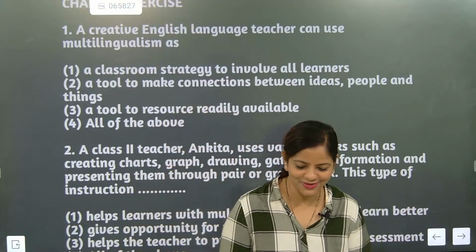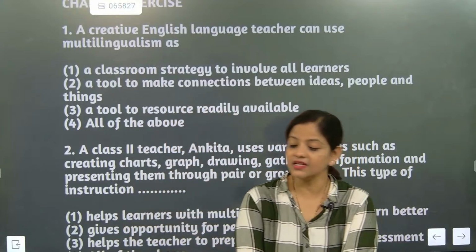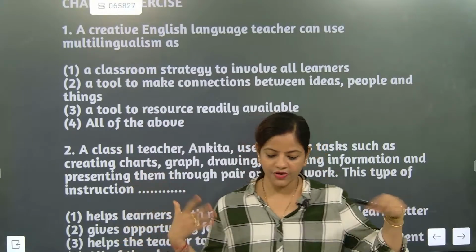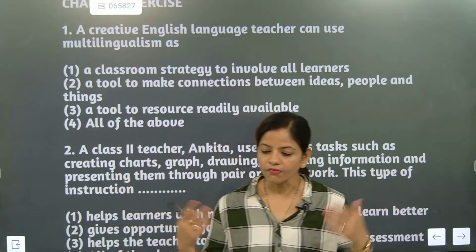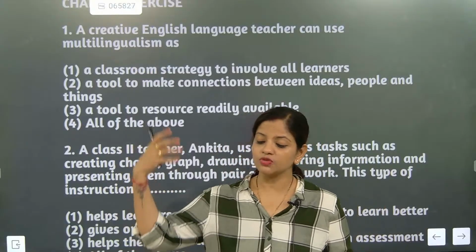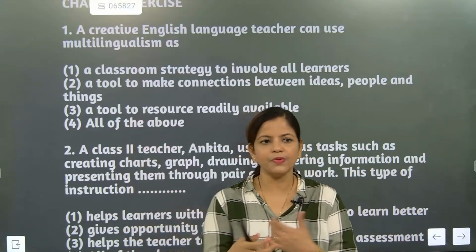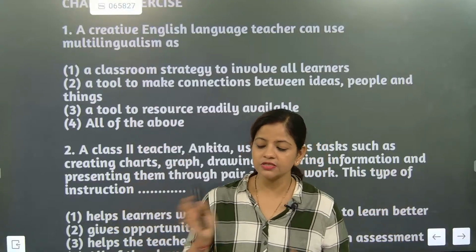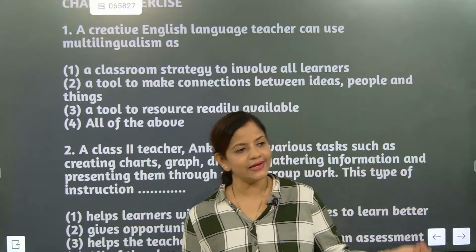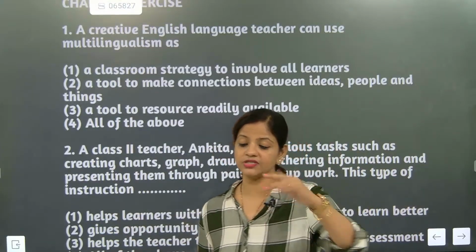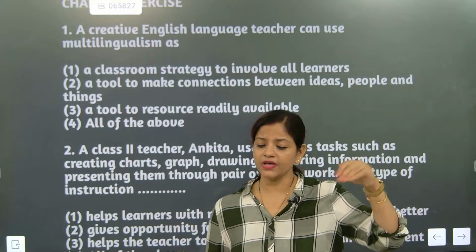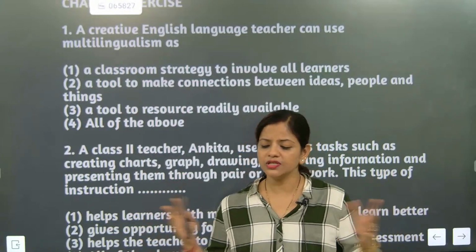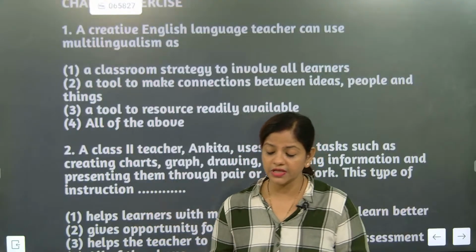This is a good question for you, Ruchi. As an English teacher, what are you going to do? A classroom strategy to involve all learners, so that you can involve all the learners together. So we should make some strategies so that we can involve all the learners together. Second, we can make some tool to connect the ideas and people and thoughts so that the literature can work nicely. And we can make resources available for the students, like grammatical content, so that the child can understand all the things very nicely.